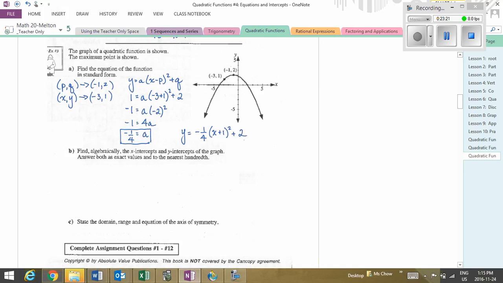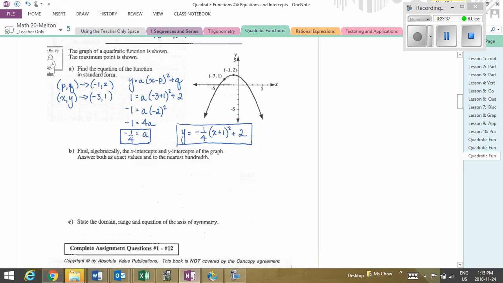When we put that into our equation with my p and my q values, which reflect the vertex, then we end up with the equation of the quadratic function in standard form or vertex form.